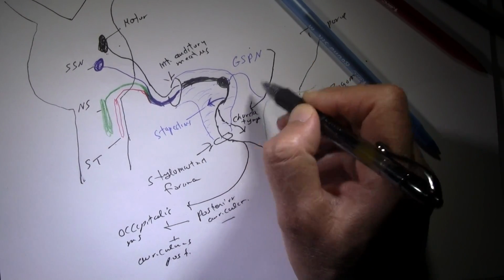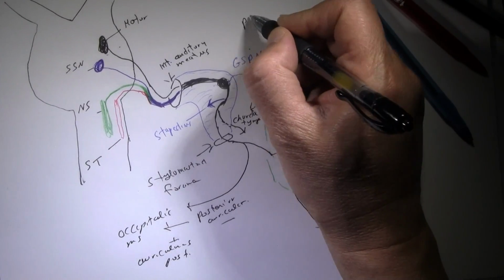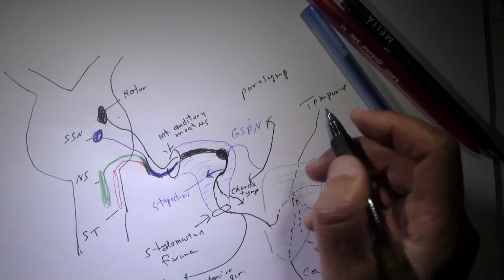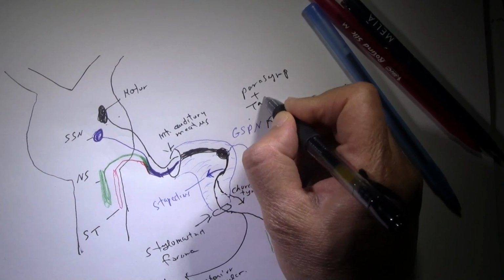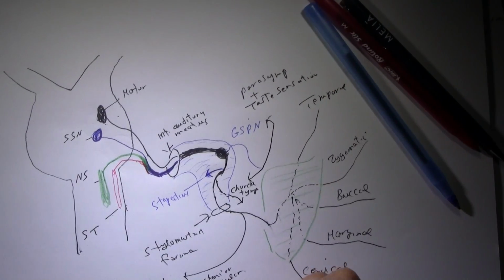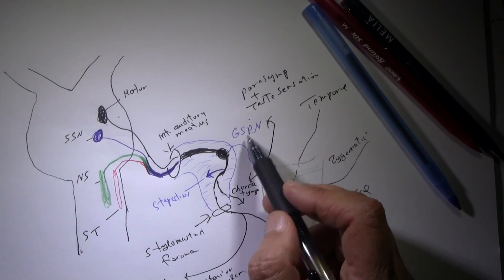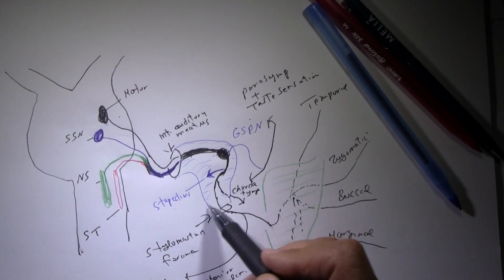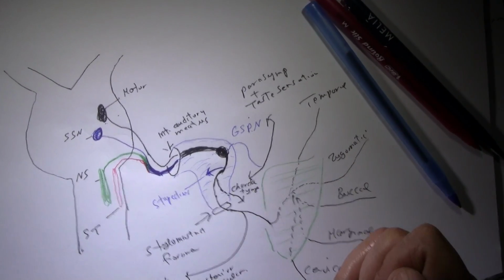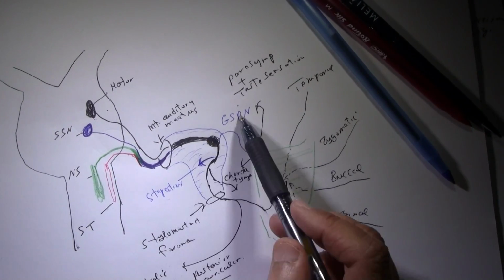Each of the greater superficial petrosal and the chorda tympani has a long story, but the bottom line is that those 2 nerves are important in carrying parasympathetic fibers plus taste sensation. Okay, so you need to know that the greater superficial petrosal and chorda tympani are the ones carrying parasympathetic and the taste sensation.